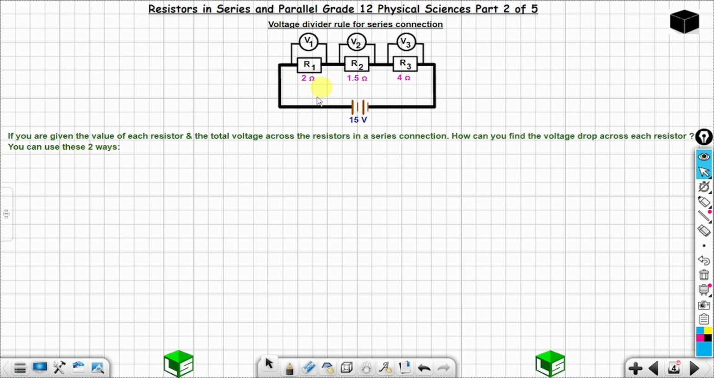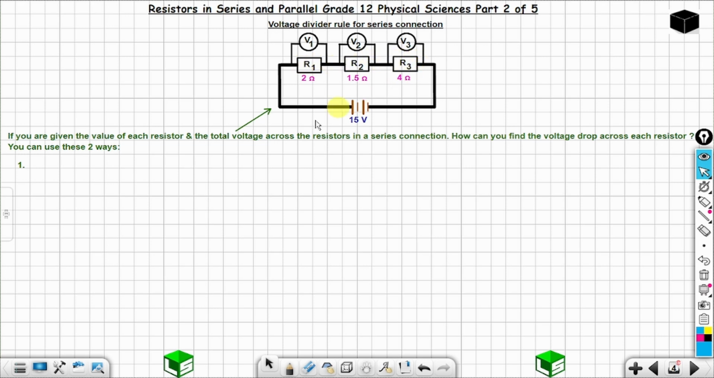You are given the following circuit. The first one: for a parallel connection, the voltage is the same across each branch. Now, for a series connection, what is constant? The current is the same.